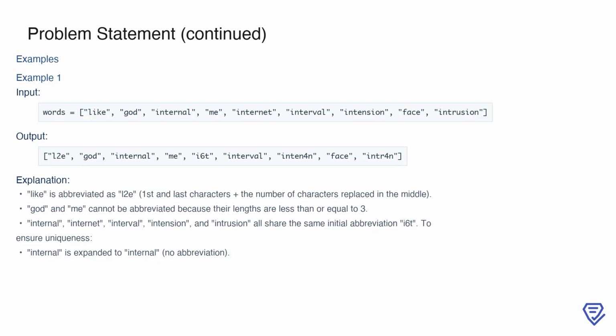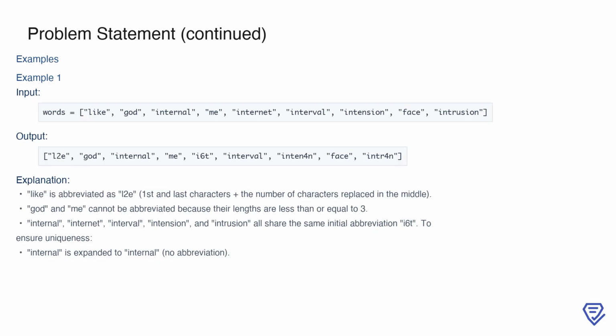How do we arrive at this? The word like is abbreviated as L2E, where L is the first character, E is the last character, and 2 represents the number of characters replaced in the middle. Similarly, God and me are not abbreviated because their lengths are 3 or less. For words like internal, internet, interval, intention, and intrusion, their default abbreviation would have been I6T, but since these are not unique, we expand some of them incrementally to make each abbreviation distinguishable.